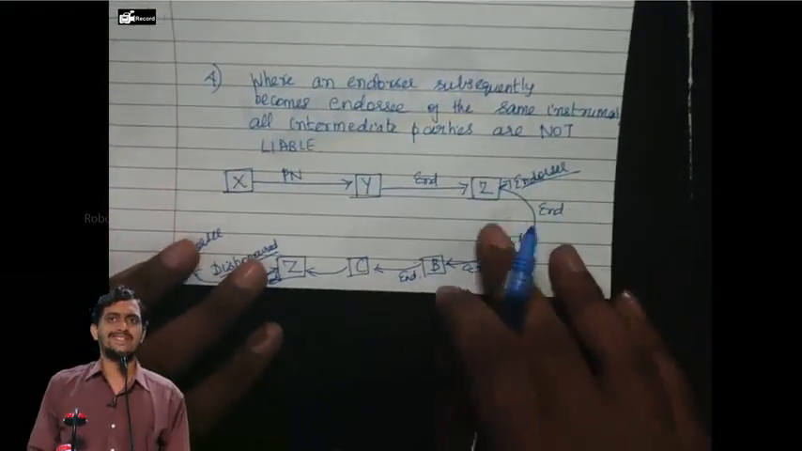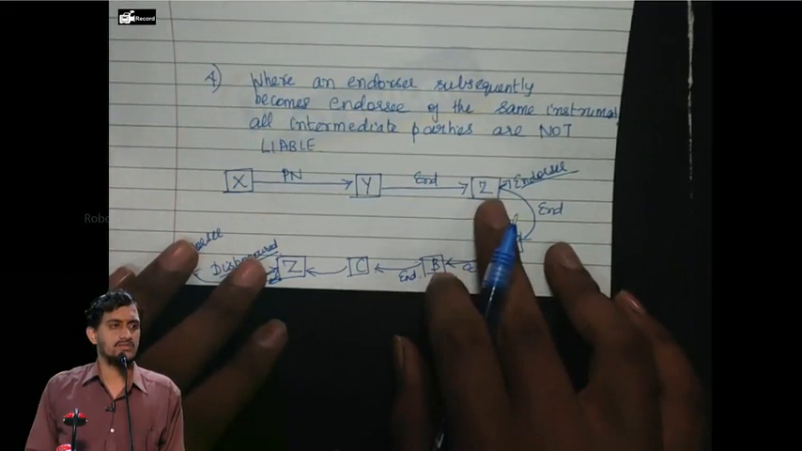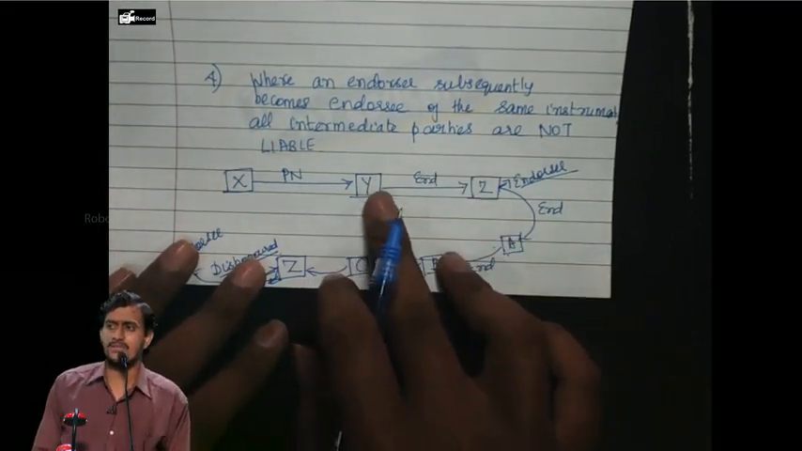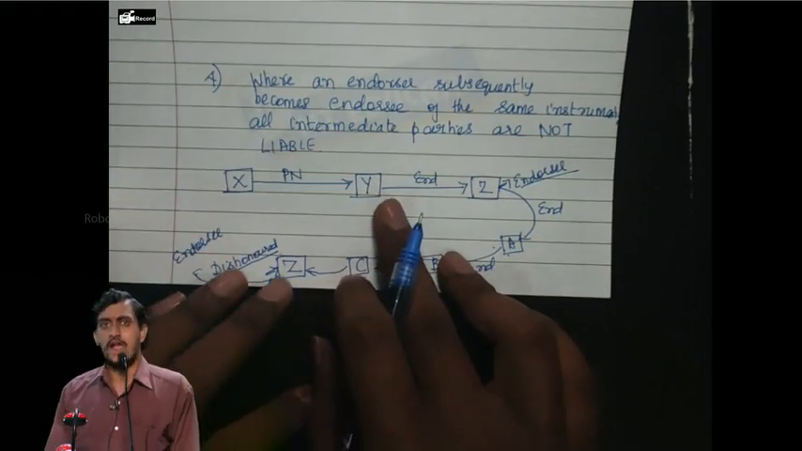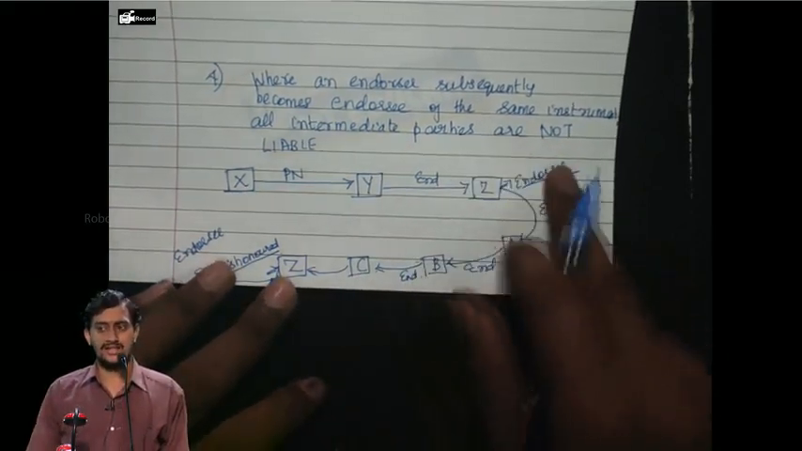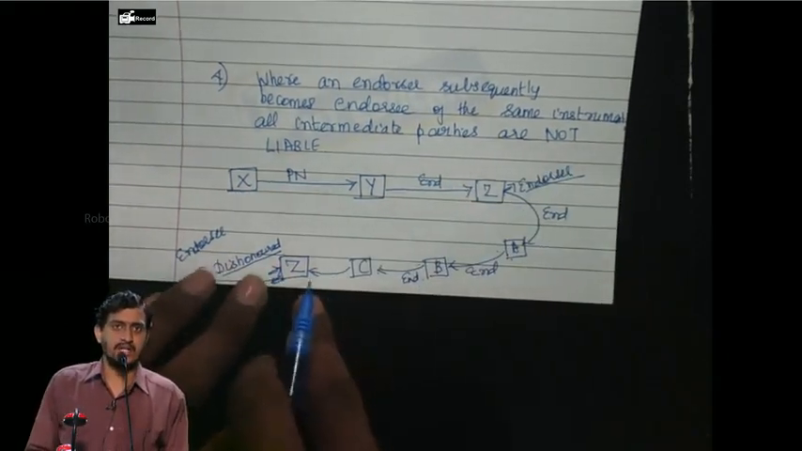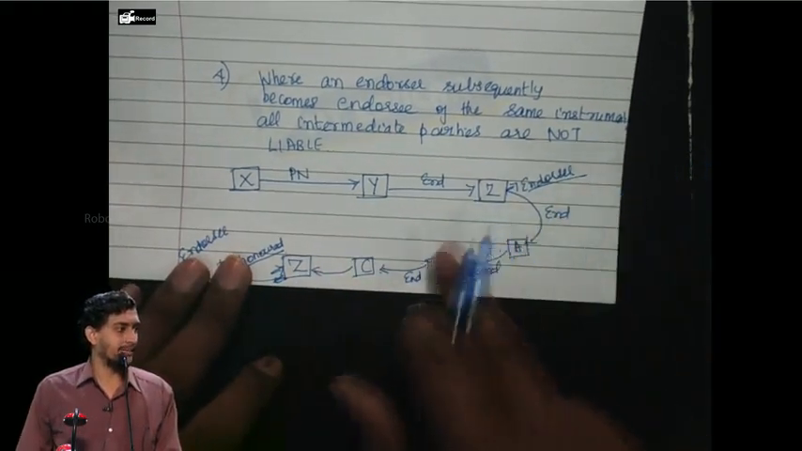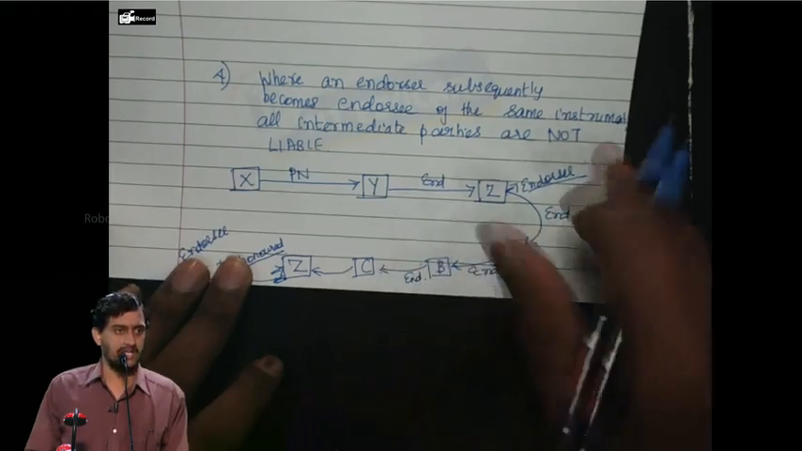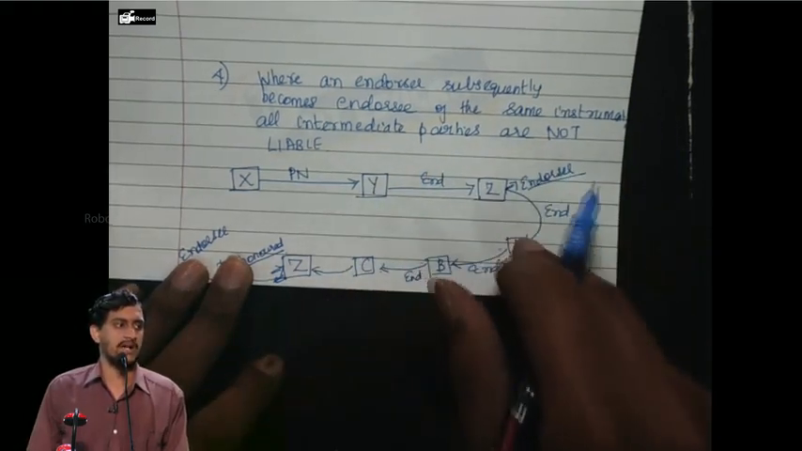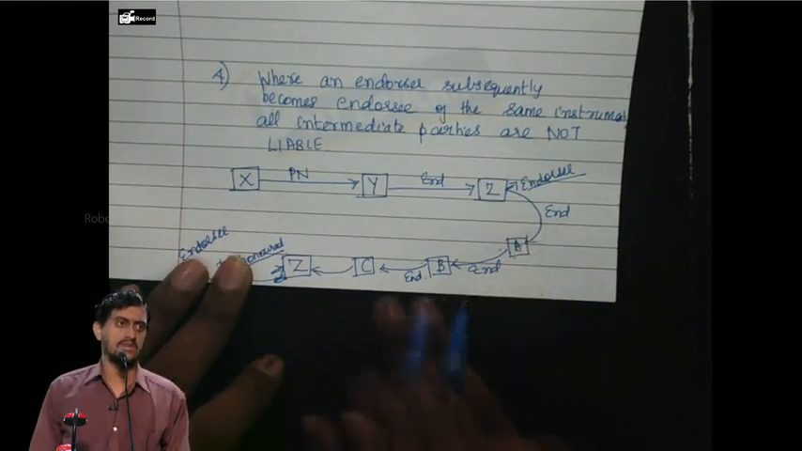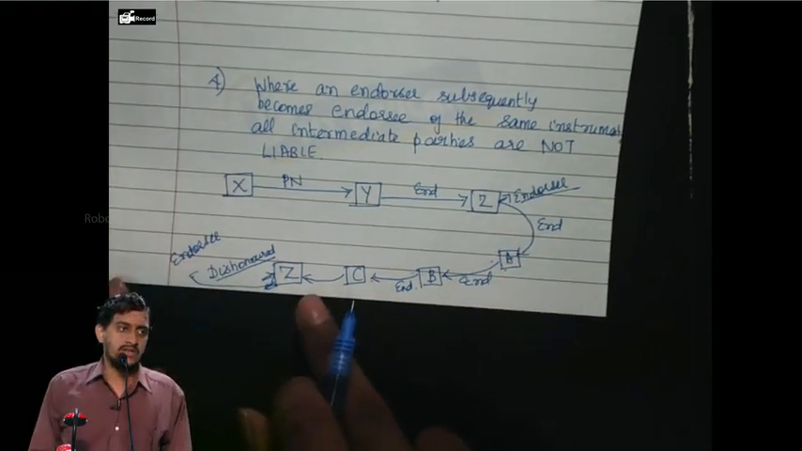Everyone. Instead of that, Z directly, what can he do? Z can directly hold Y liable. Yes or not? Where an endorser subsequently becomes endorsee of the same instrument, all the in-between parties, the intermediate parties, are they liable or not liable? Are you all with me?